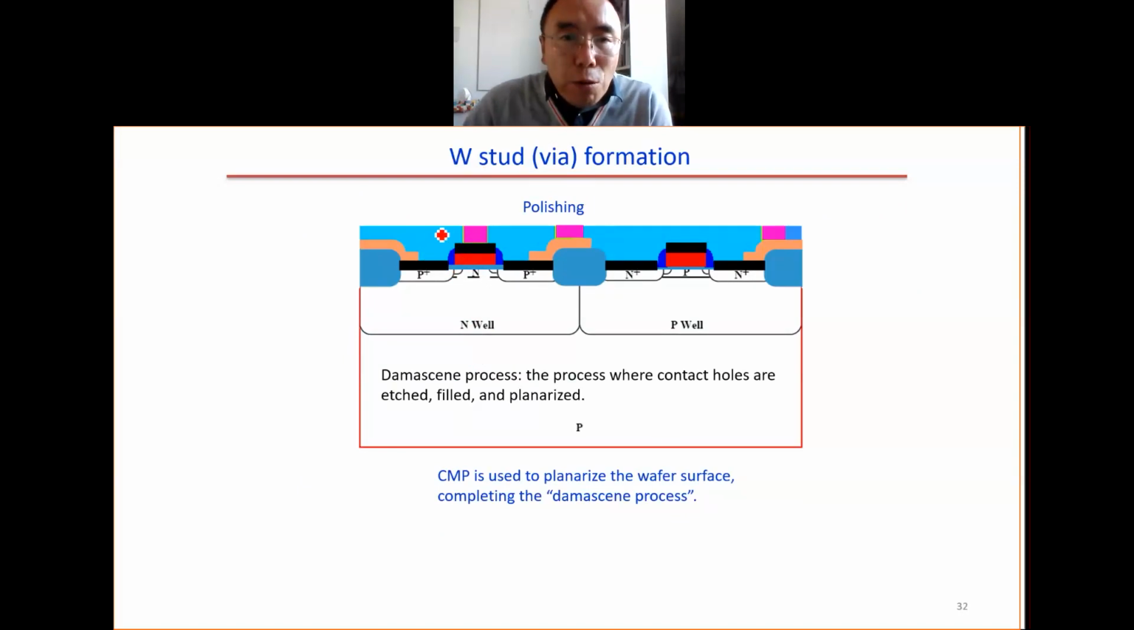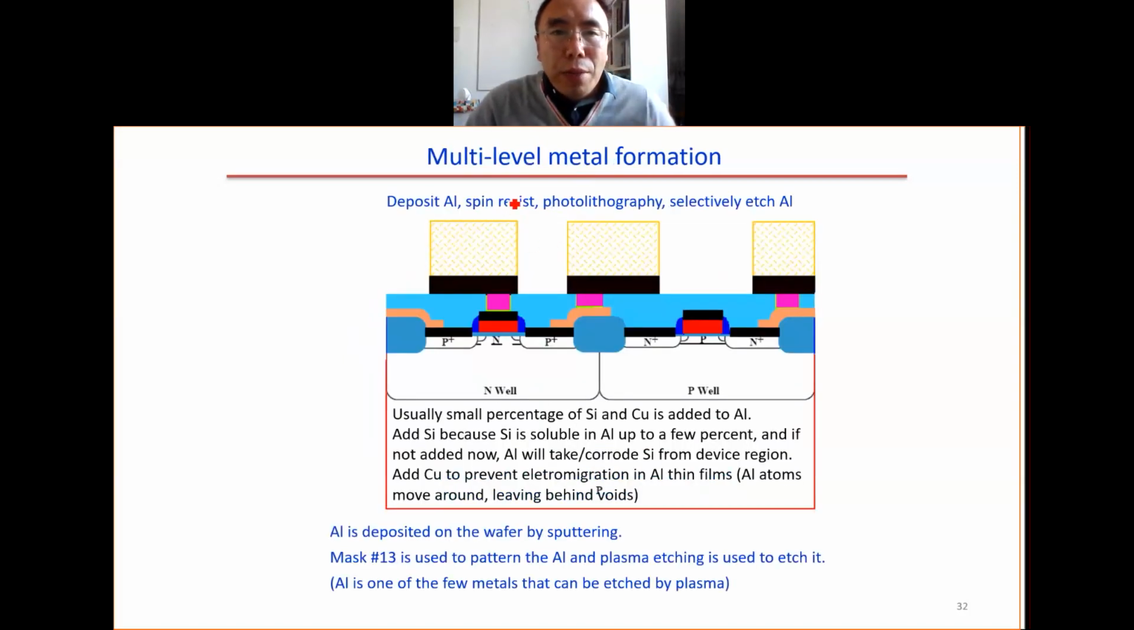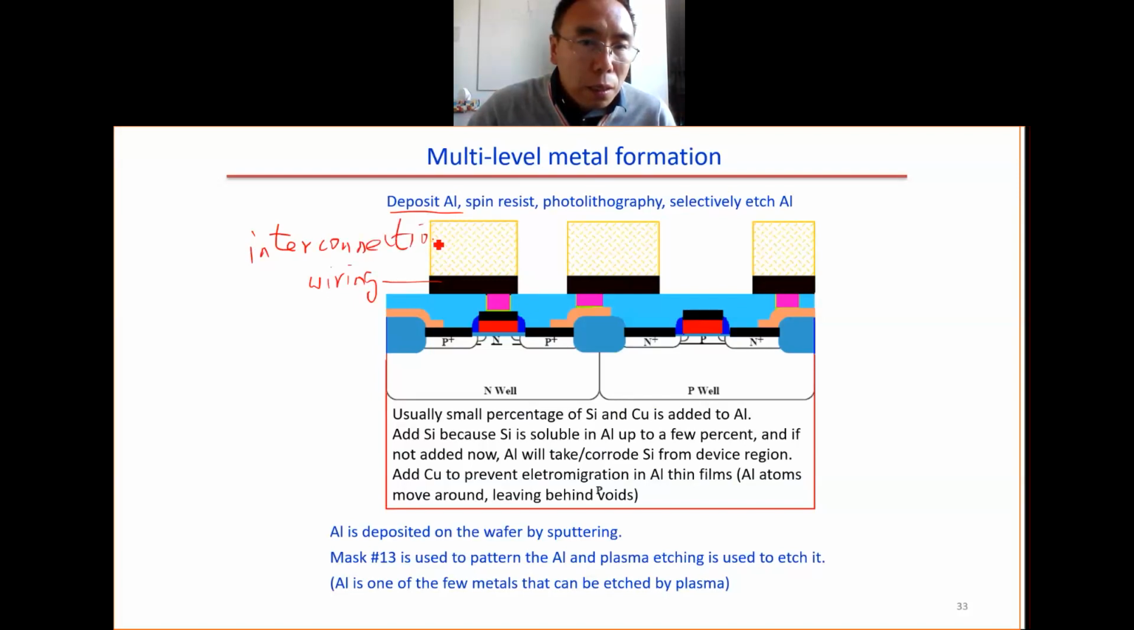So next, we need to pattern another metal layer on the top. This is done with aluminum. We deposit the aluminum layer, do photolithography, then etch away the aluminum. So we have the aluminum wiring. It's also called interconnection. The aluminum is etched away by plasma etching.